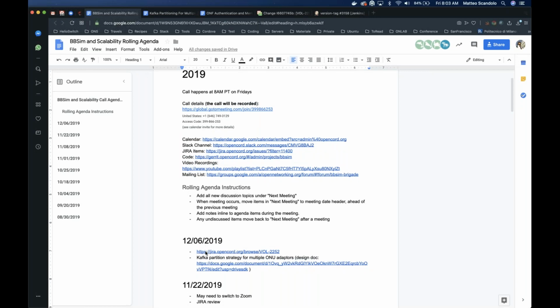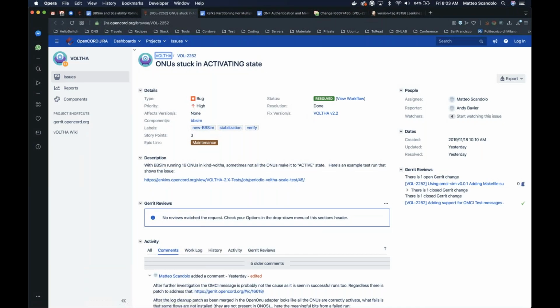The first one is a very quick update on a bug we have been chasing for a little while. In some cases, ONUs were stuck when running the scale test with 16 ONUs and BBSim. This has been closed as a cleanup patch in the logs addressed the issue, speeding things up, but we expect this issue to come back sometime in the future and we'll need to investigate it a little bit more.